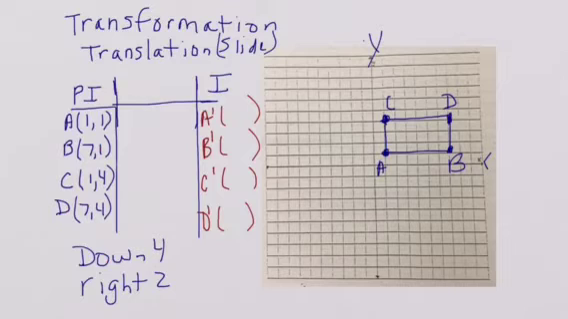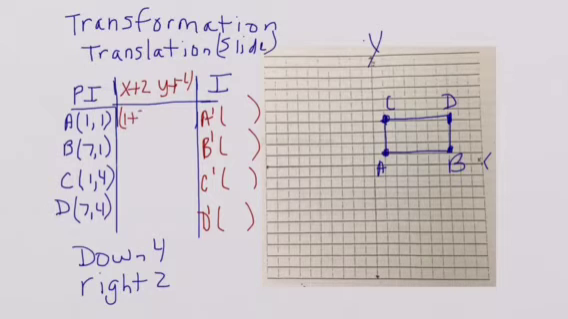You're going to notice that the shape and size does not change, just the location. All right, now we're going to do another translation or a slide. This is going to be down 4 and to the right 2. So again, it's going to be x plus 2 because we're going to the right, and it's going to be y plus -4 because we're going down.